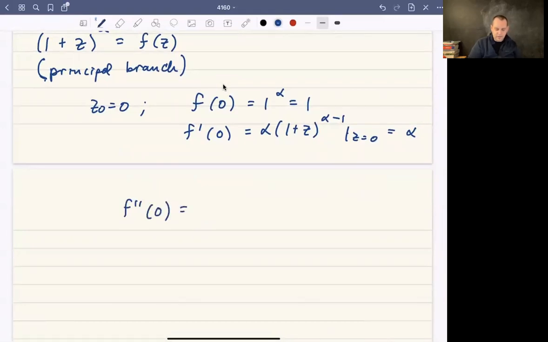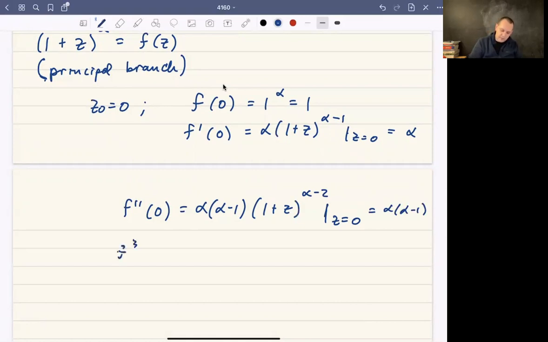The second derivative is going to be alpha times alpha minus 1 times 1 plus z to the alpha minus 2. And then we're going to restrict to z equals 0. So that's going to give us alpha times alpha minus 1. And what else do we do? So then the third derivative evaluated at 0 is going to be alpha times alpha minus 1 times alpha minus 2. And that's what the derivatives are going to be.